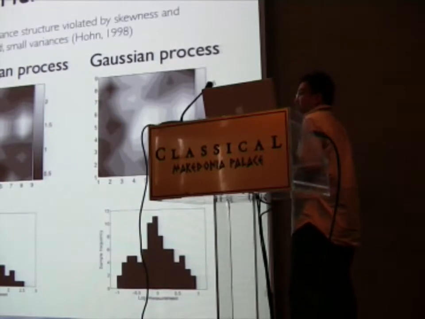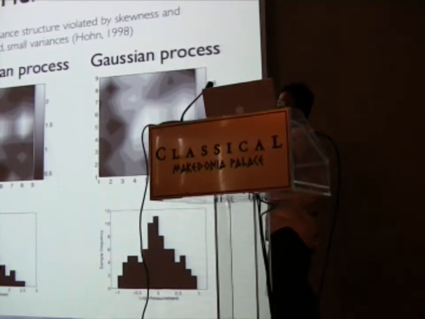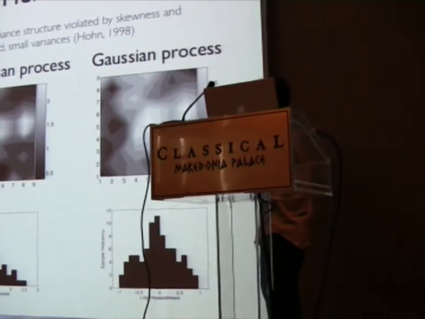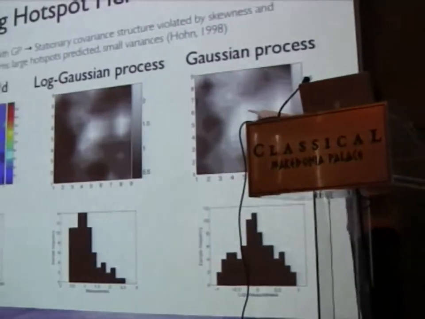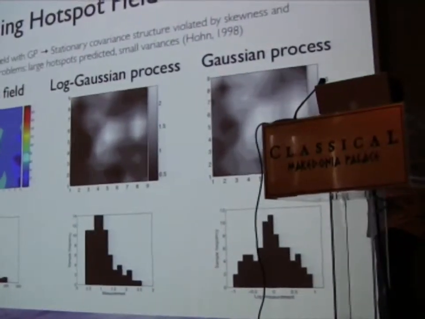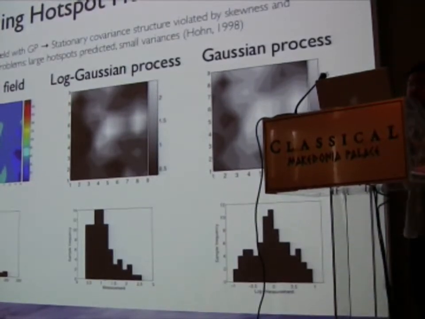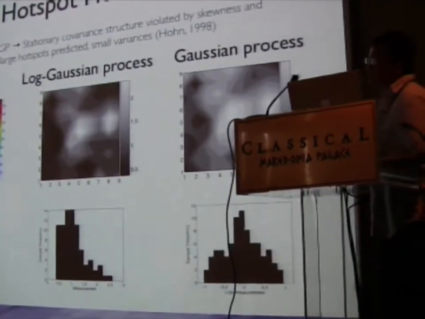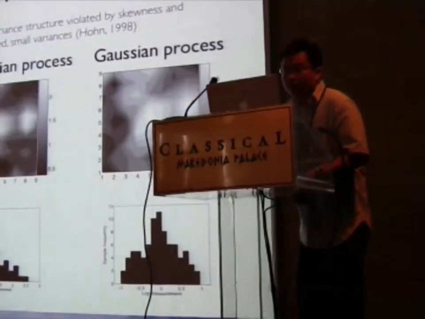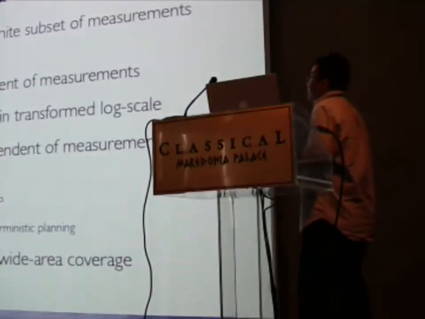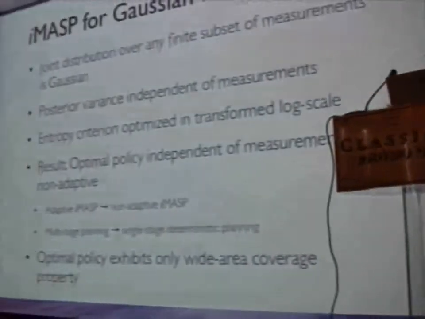So one remedy that the geostatistics people have come up with is to take the log of the original measurements and use the Gaussian process to model the log measurements instead. Now I'll show you what's the difference between the two. Now we want to apply the planning technique on the model.